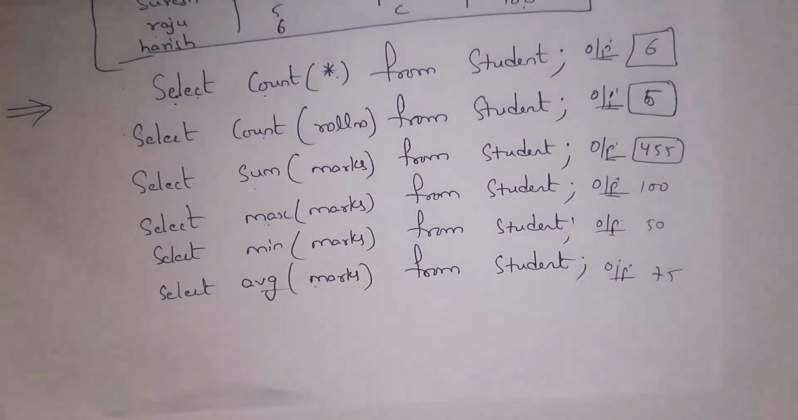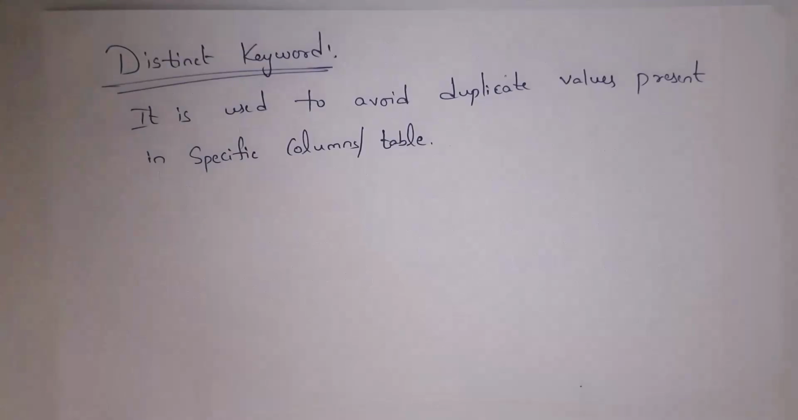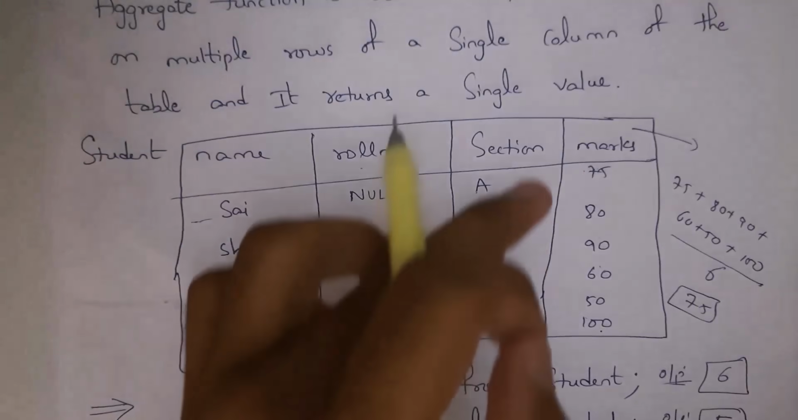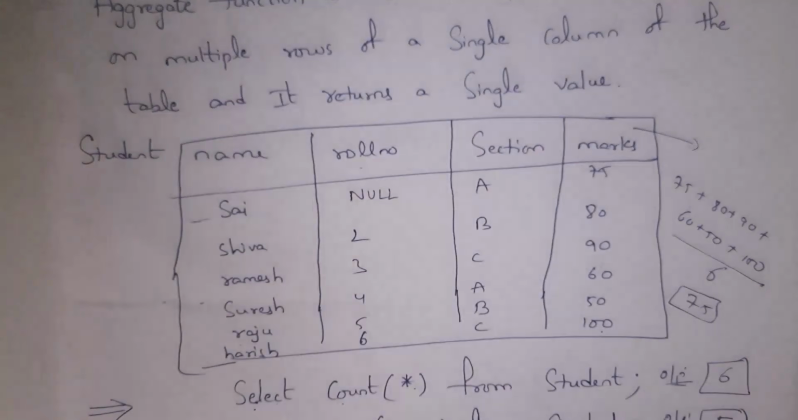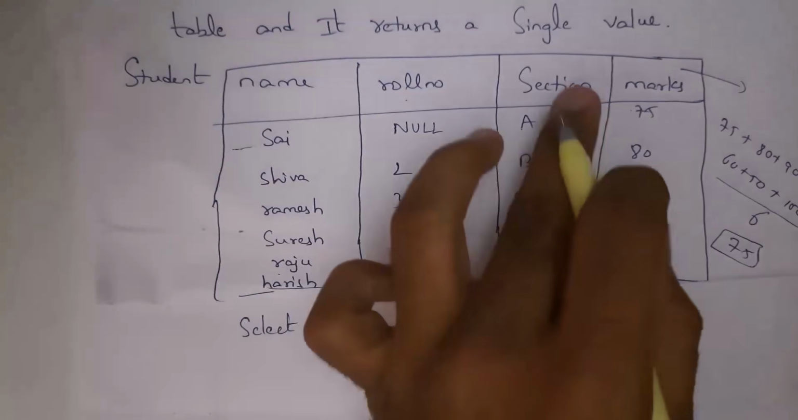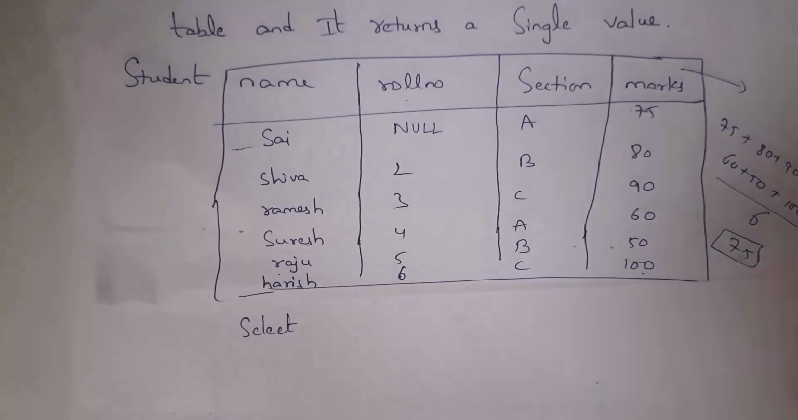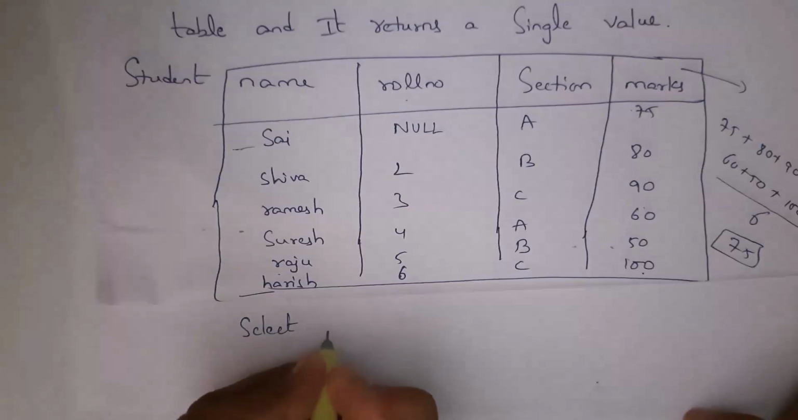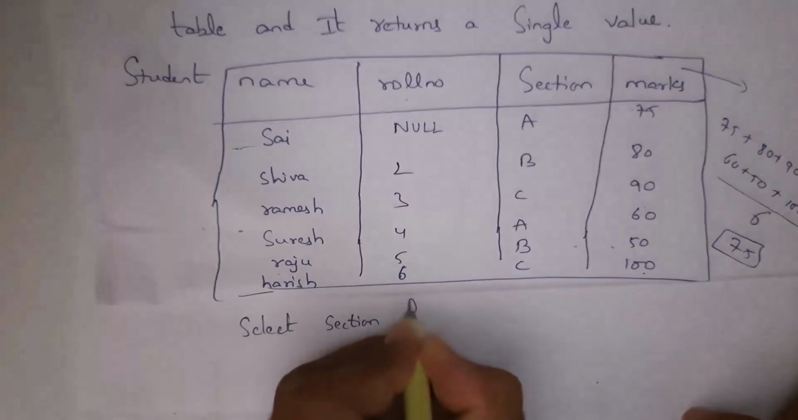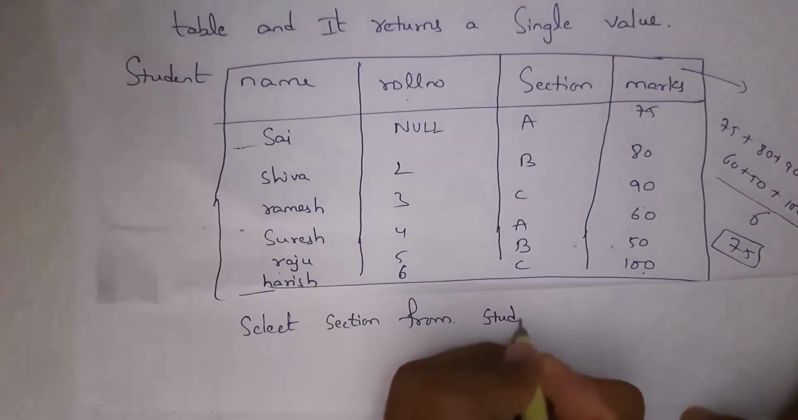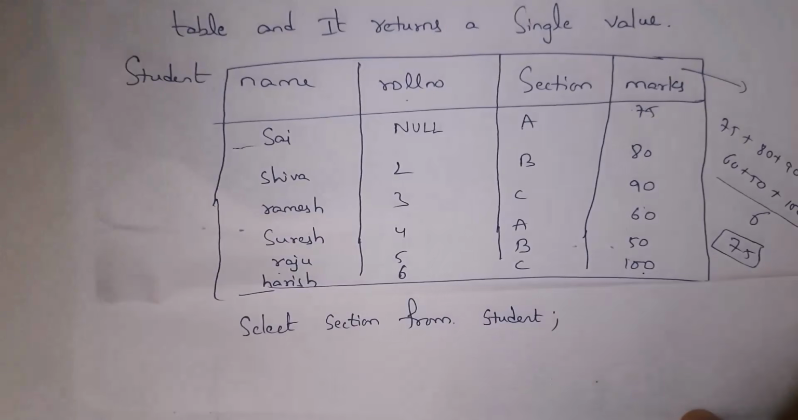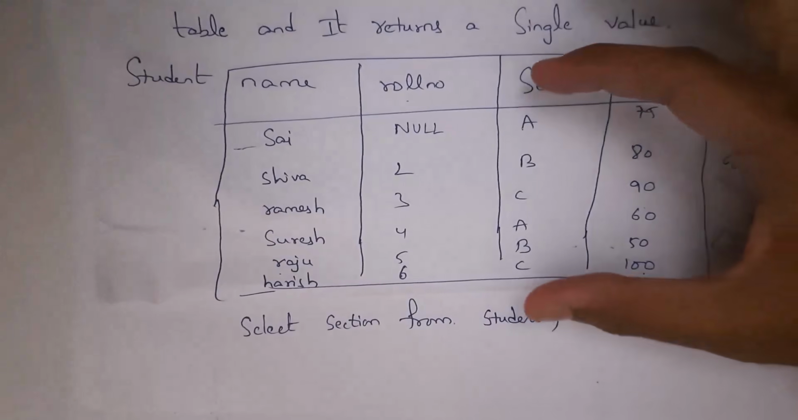These are the various aggregate functions. Guys, next I will explain the use of the distinct keyword. In order to avoid duplicate values from a particular column or table, you need to use the distinct keyword. I'll give one example. For example, I want to see the data present in the section column. So I write select column name, that is section, from table name, that is student. Whenever I write this code and click enter, it will display the complete data present in the section column.